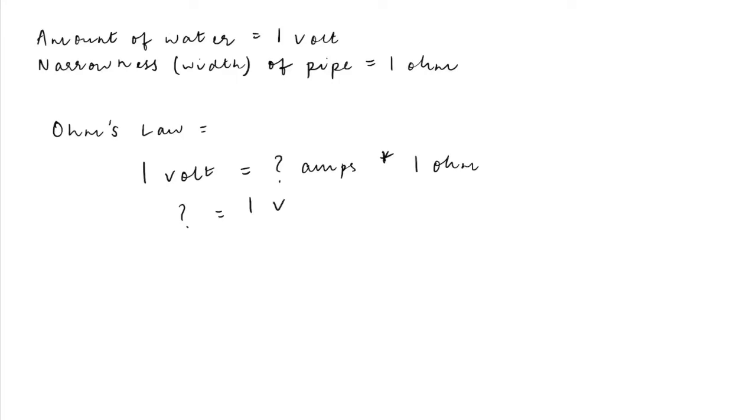In order to solve for the value of current, we can say that 1 volt is equal to X amps multiplied by 1 ohm. If we solve for amps, we can see that 1 volt is divided by 1 ohm, which gives us 1 amp. Confirm if this is the answer that you got. If you are confused about how this answer was arrived at, leave a comment down below.